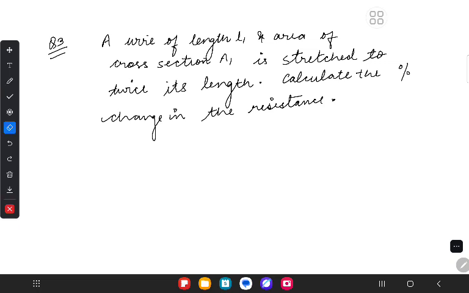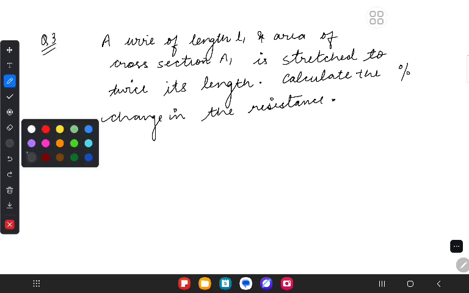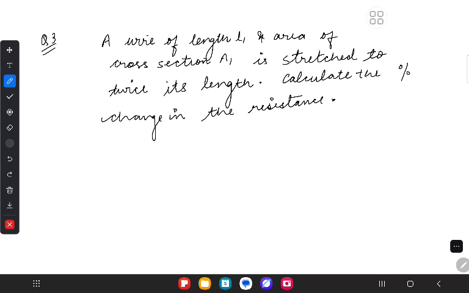So that's the idea. You understand? So when I have this part, this is question number 3. It says a wire of length L1 and area of cross section A1 is stretched to twice its length. Calculate the percentage change in its resistance. Now, what does that mean? Just tell me. So it says the length is increasing, right, and the area is decreasing. So exactly.